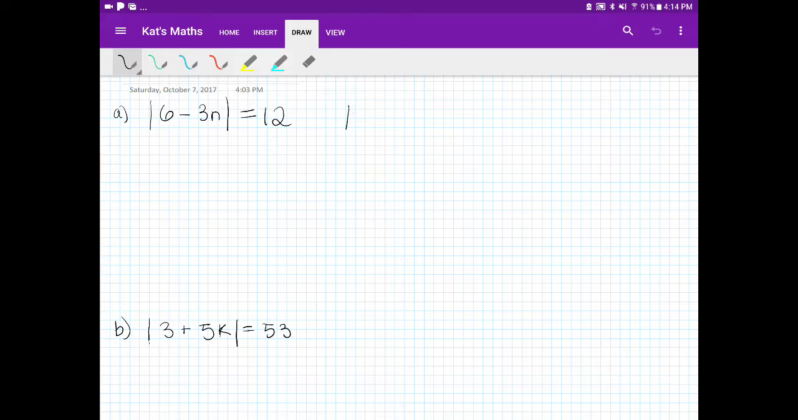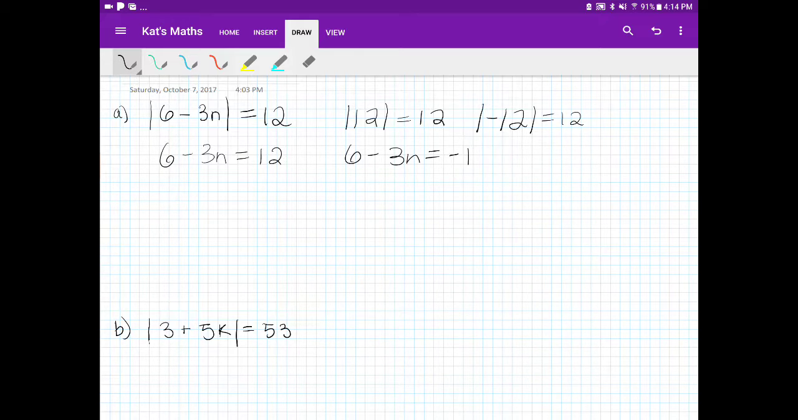We could have the absolute value of just 12, which is 12. But we could also have the absolute value of negative 12, which is 12. So we take off the absolute value signs and set this guy equal to both the options, and then solve for n.